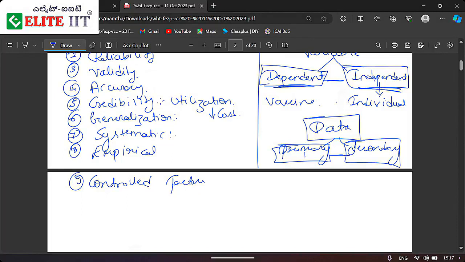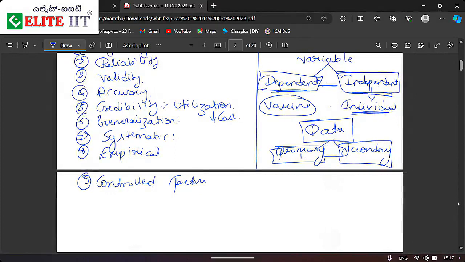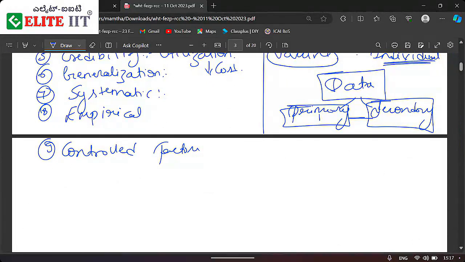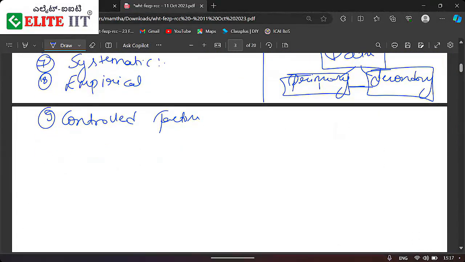Independent variable control factor: the independent variable you really can't control so much, but you can control the dependent variables, right? Vaccination you can control, but you cannot control the individual immune power or bodily power. You can only control the vaccine results or outcome. So controlled factors are very important. For example, when you test without any controlled factor, every single test will give different results. That is the reason controlling variables is very important.